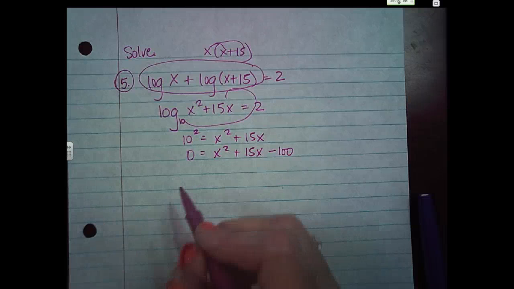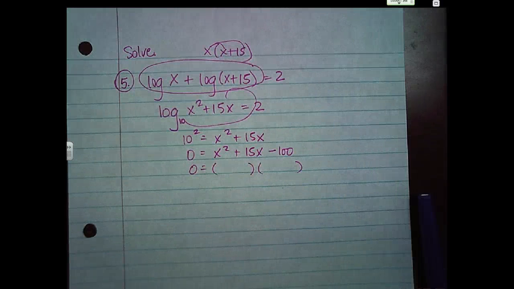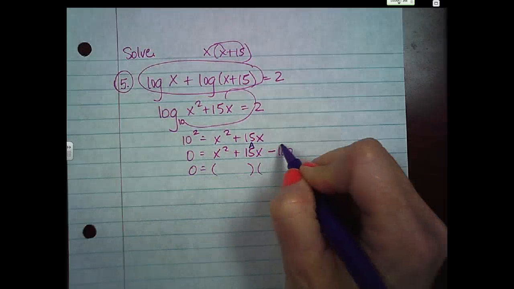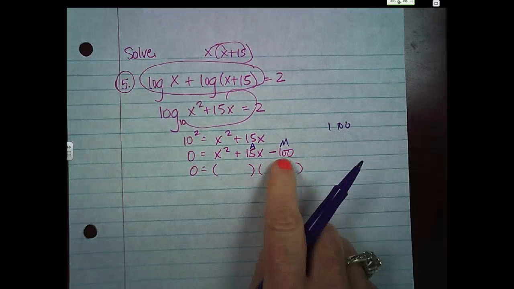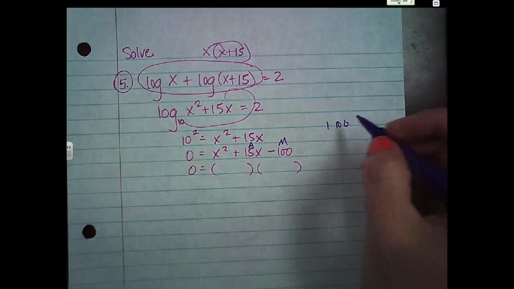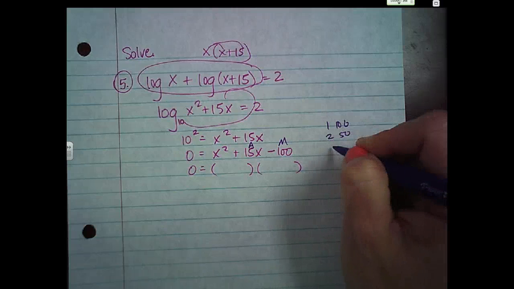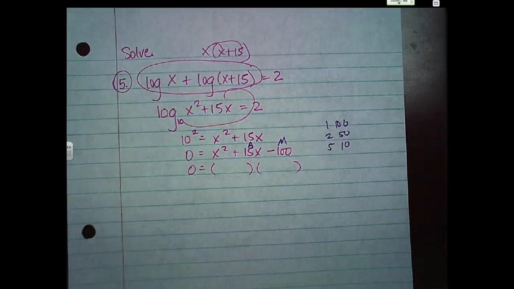So now we're going to factor. So you're going to set your sets of parentheses up. I want numbers that add to give me 15 and multiply to give me 20. I'm going to list my factors of 100. I said 20, I meant 100, I'm sorry. Numbers that add to give me 15, multiply to give me 100. There's 1 and 100, 2 and 50, right? 5 and 10. 5 and 10 give me 15.